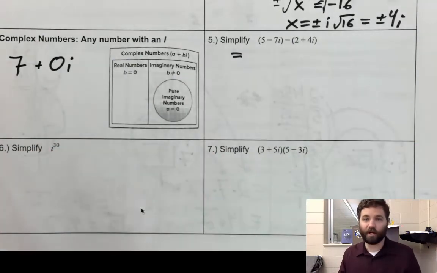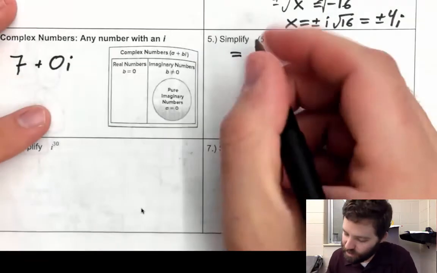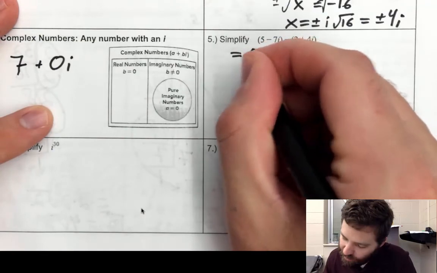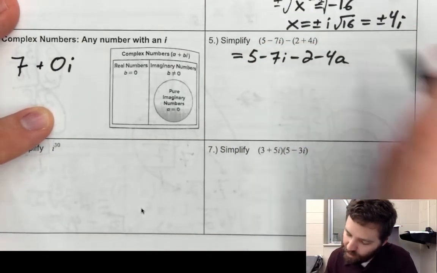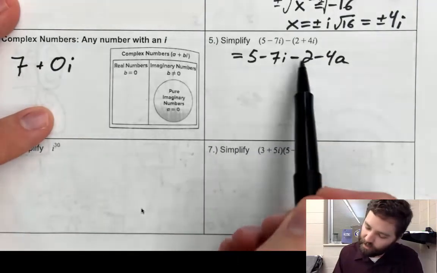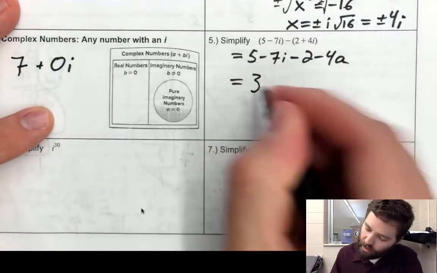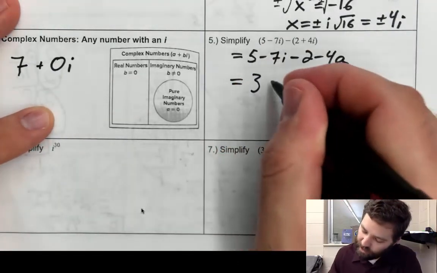Okay? This is just like combining like terms. If this was 5 minus 7x minus 2 plus 4x, we'd be combining like terms. It's the same idea. We treat it just like that. So I've got 5 minus 7i minus 2 minus 4i, and I'm going to combine like terms. I have 5 minus 2, that's 3. Negative 7i minus 4i, that's negative 11.